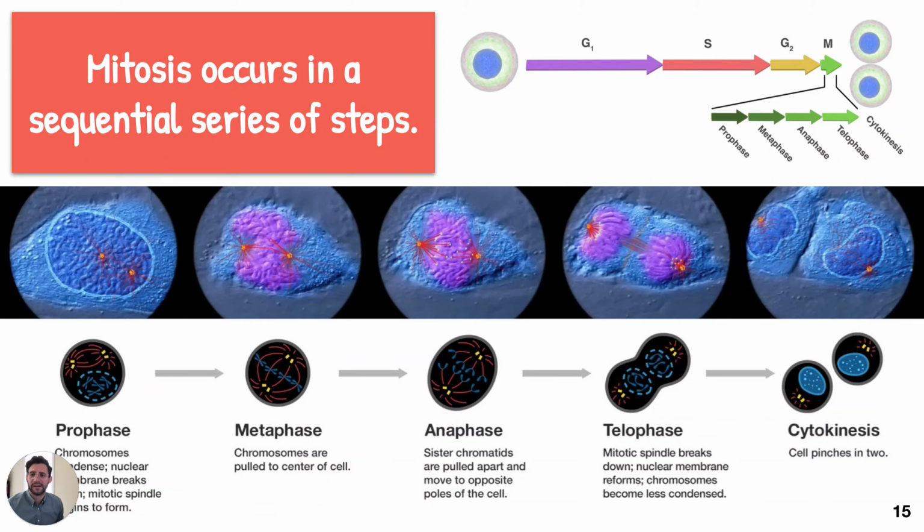We started talking about the eukaryotic cell cycle and mitosis in particular, and what I'd like for you to know about mitosis is that it includes both the mitotic phase, or M phase, as well as cytokinesis. M phase is when the cell is dividing the nucleus and all the genetic material inside the nucleus, and then cytokinesis is the division of the cell's cytoplasm.